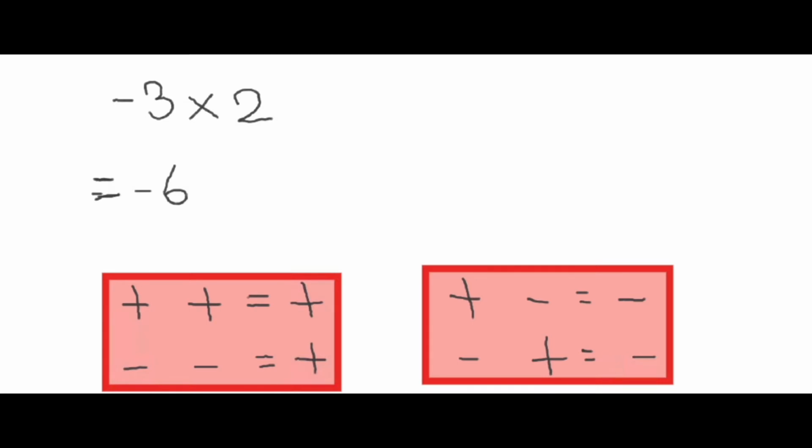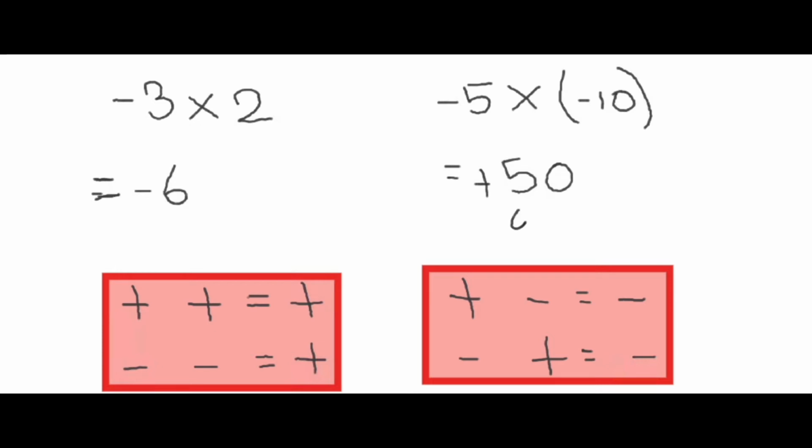Let's take another example as minus 5 multiplied by minus 10. So in this sum, we have same signs, minus and minus. So the product should be with the plus sign. First, let's multiply these two numbers. 5 multiplied by 10 is 50. And put the plus sign, or you can write as just 50.